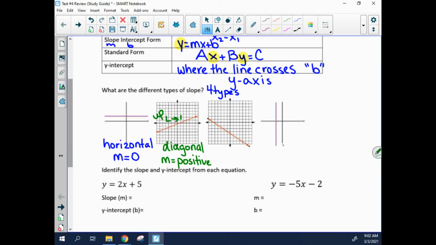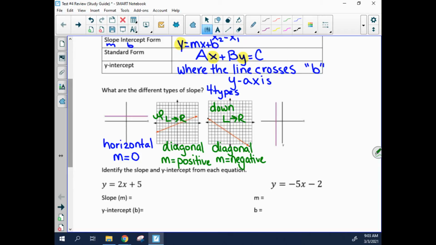Okay? Whereas the next one is another diagonal line, but this one goes down from left to right. So if it goes down from left to right, that means that the slope is going to be a negative slope. We don't know the exact number, but we know it's going to be a negative slope. Again, this is a diagonal line, and it will have x and y in the equation.